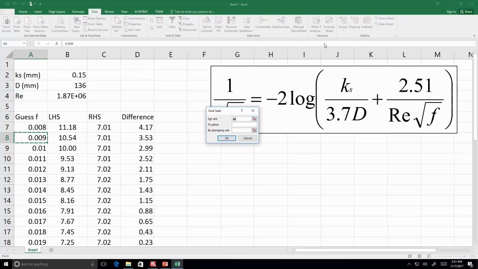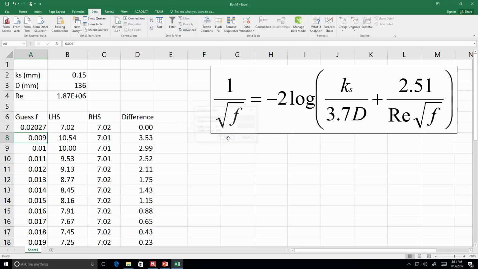And our goal is we want the difference between the left-hand side and the right-hand side. That difference should be 0. So I tell it set cell D7 to value, and you have to have a numerical value for the goal. You don't in Solver, but here in Goal Seek you do. So we'll just put value 0 by changing our input guess value of f, and let it do its thing, and it finds the value. So that's an implicit equation.